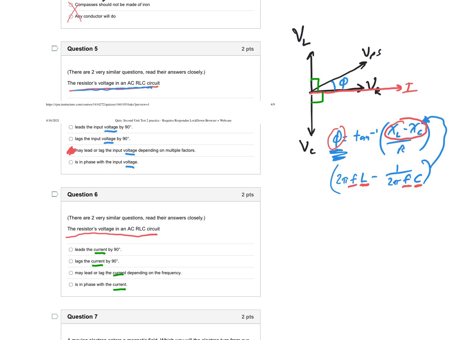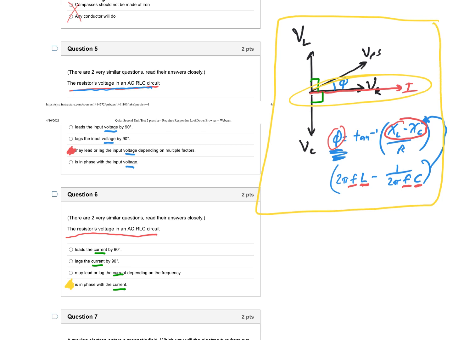6. Resistor's voltage in an AC RLC circuit compared to the current. Well, you can see how I have them in the same direction over here, so I'm going to jump directly to the answer. Is in phase with the current. That's what that means. There we go. I highly, highly, highly suggest drawing phasor diagrams when you're trying to come at these AC circuit problems. Okay, it gets all the information all in one spot.